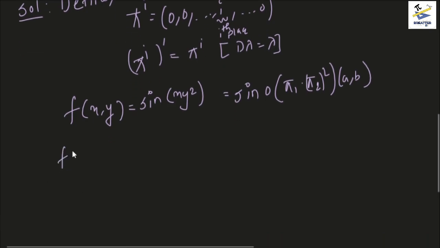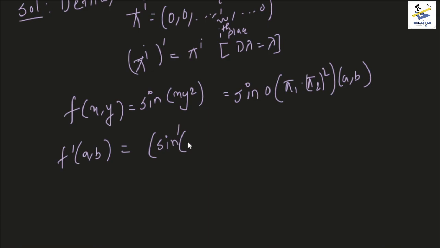So the derivative f dash at (a, b), according to the chain rule, should be: firstly, inside sine we find the derivative of sine, and we can find it for pi 1 into pi 2 squared. Let me just write it down cleanly, because this wouldn't make much sense if you do not understand it. If I do not write it clearly, it will be of no use.